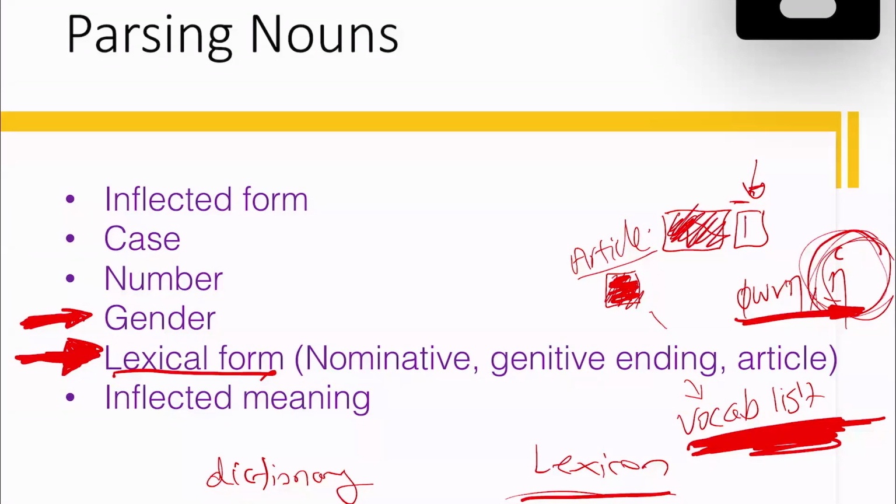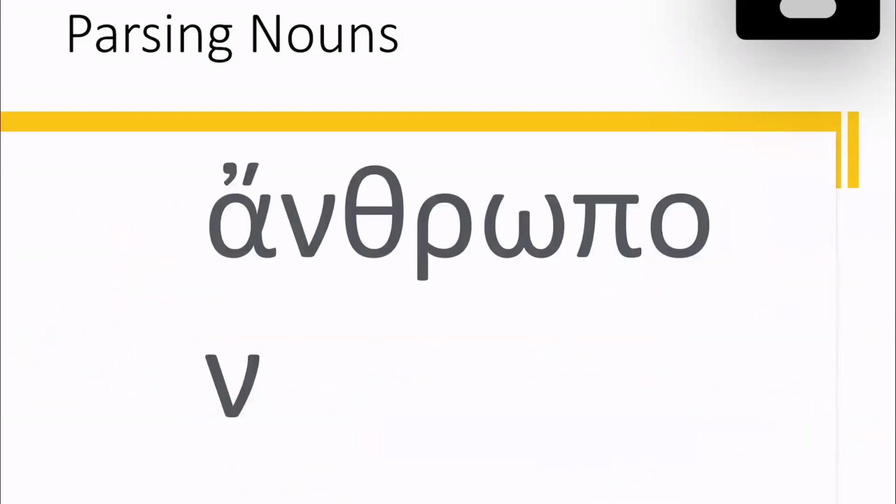Then when I start to look at the ending of the word, this is the bit that actually changes in the word, I can start to determine the number. Is it singular or plural? And what case it is, and then I can start to work out the inflected meaning. So let's go through that together.